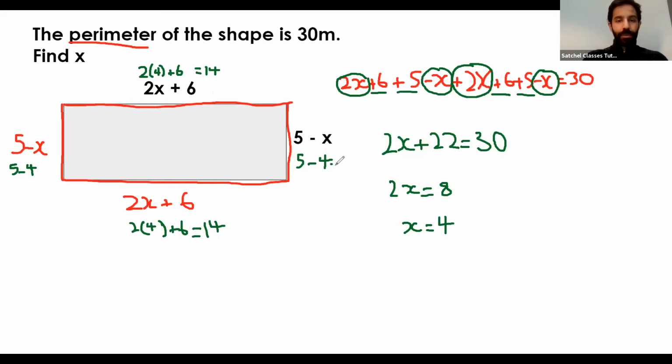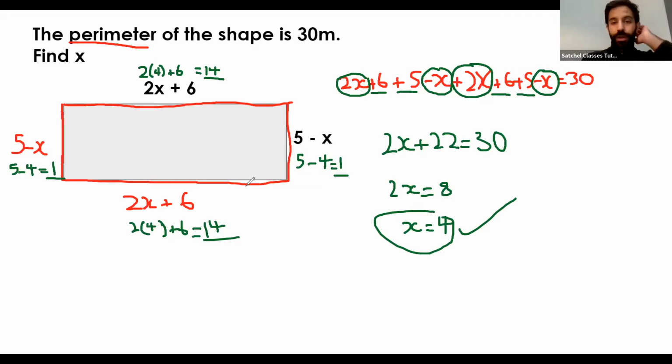And this side is going to be 1. And this side is also going to be 1. So 14 plus 14 is 28, plus 1 is 29, plus 1 is 30. So the value that I found for x is correct because it satisfies this information that we've been given. It says the perimeter of the shape is 30, and when x is 4, the perimeter is equal to 30.